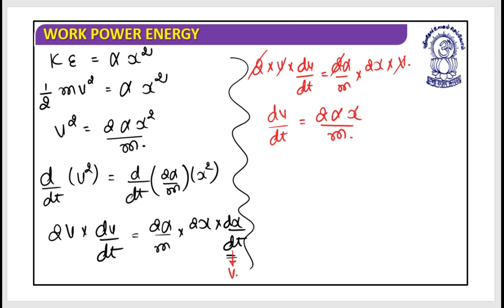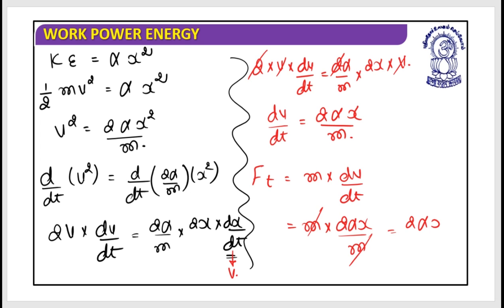Now what I want is F tangential, which is m multiplied by dv by dt. This dv by dt is 2 alpha x divided by m. This m is gone, and that can be written as 2 alpha x. So I have done one of the tasks, that I have found out the tangential force.